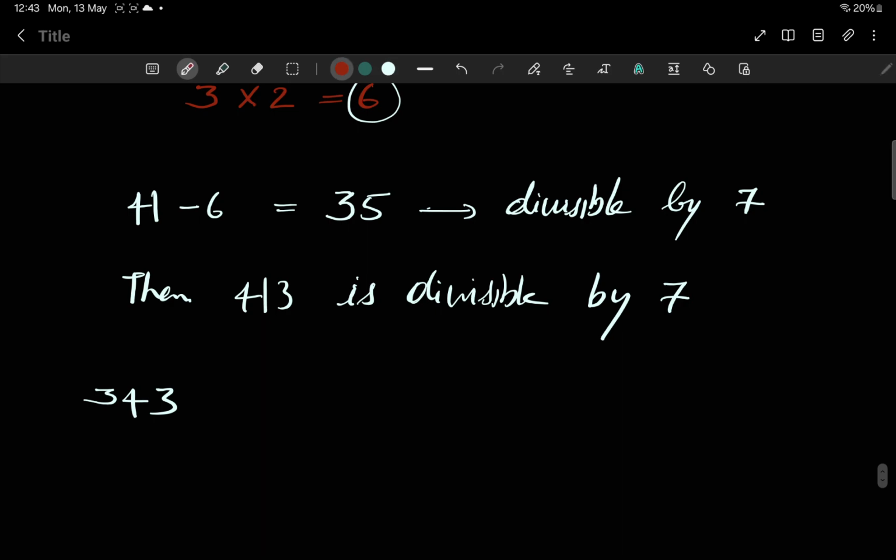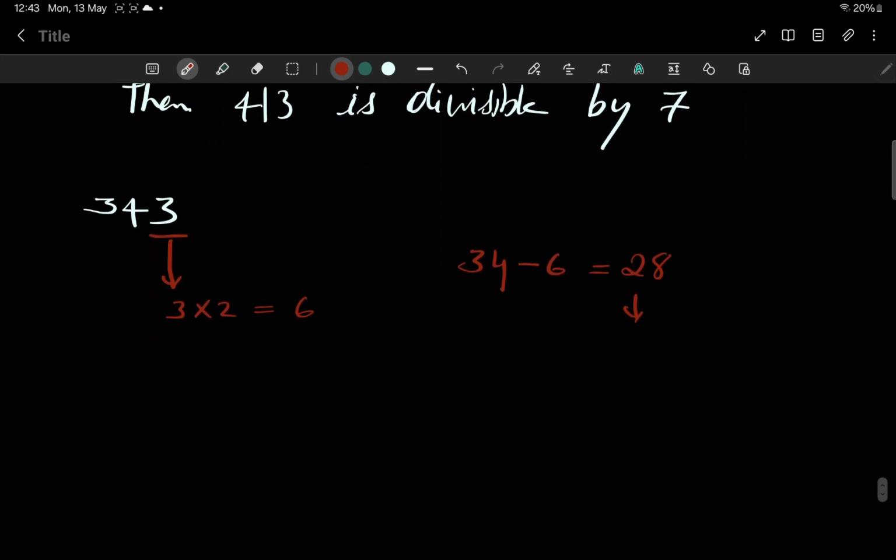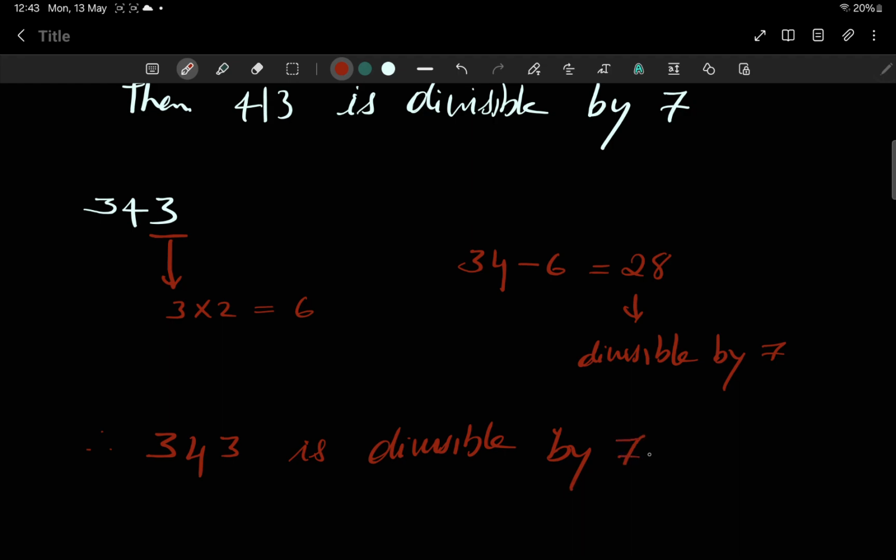So you need to take the last digit, that is 3 here also. That is 3 into 2 equal to 6. You need to subtract 6 from this. That is 34 minus this 6, which is equal to 28. You know 28 is divisible by 7. Therefore 343 is divisible by 7.